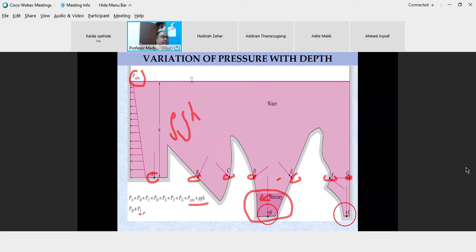Because in engineering we can say that the effect of gravity, rho or density, does affect the pressure. So that's why pH does not equal pI. If the mercury here is not mercury, it's just water, then pH will equal pI. If the density is different here, although the heights H and I are the same, the pressure will not be the same because of the effect of rho, or density. Why? Because density itself is known as an intensive property.